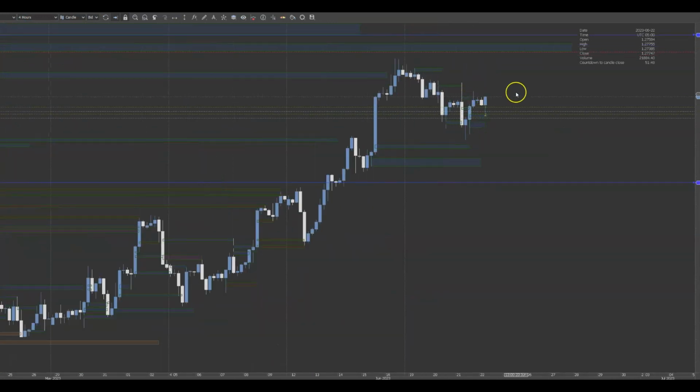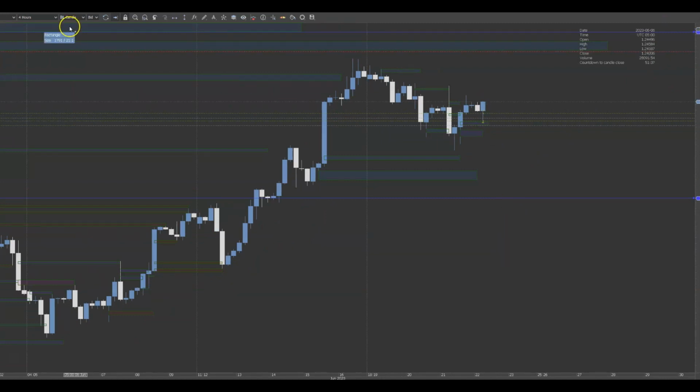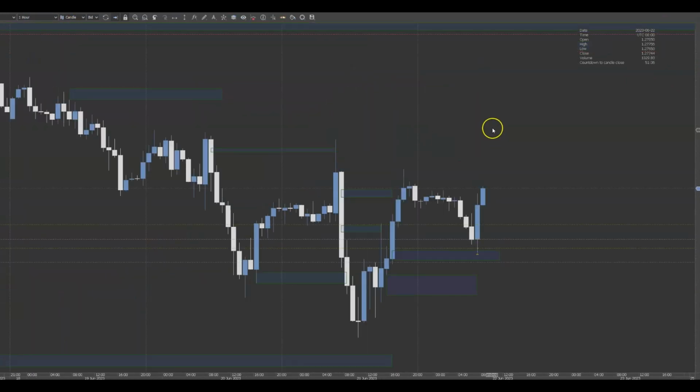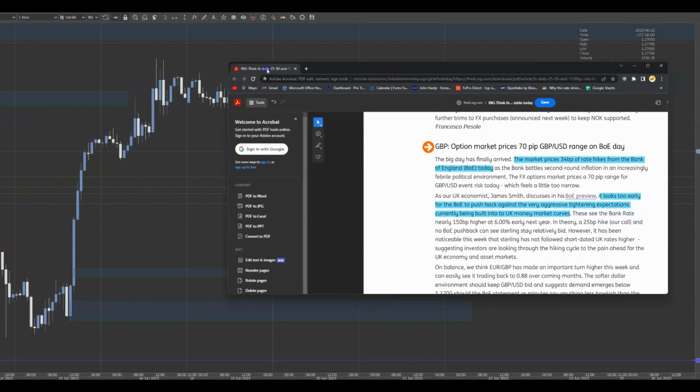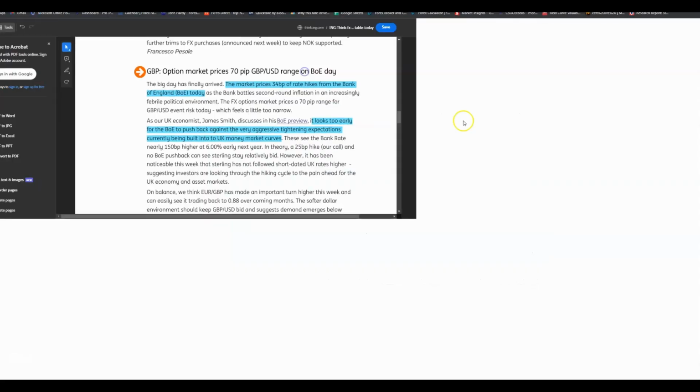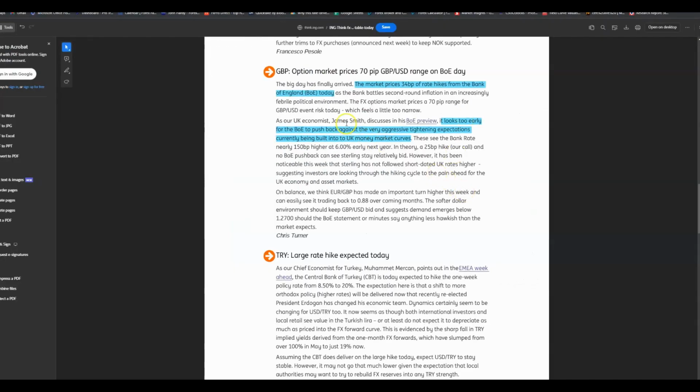But I think we can still move to the upside, given that we have Bank of England today at 11 a.m. GMT, so in about 3 hours. So we could see price moving significantly. Also I would like to show this right in here. So you can see this is the ING FX daily.